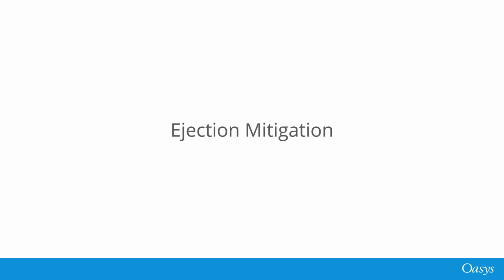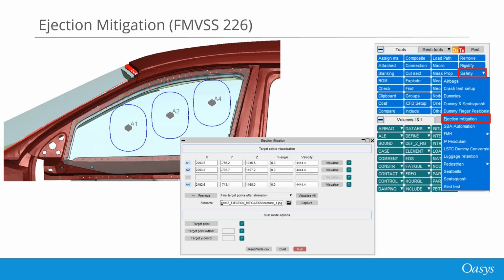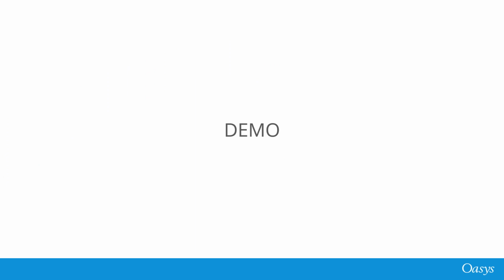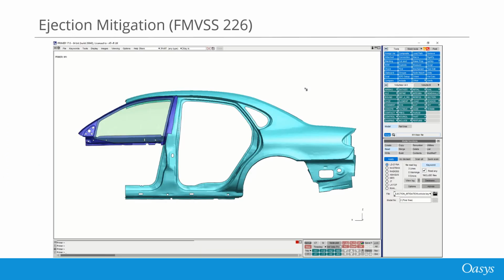So now let's look at the tool in Primer for ejection mitigation. So Primer has a tool for running through the procedure specified by FMVSS 226, ejection mitigation. So here you specify a few things in your model, and Primer will calculate the targeting points for this test. Let's see a demo. So here we have a very simple model. It's the front glass of a door and the surrounding parts.